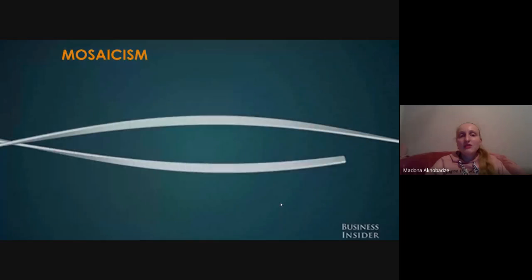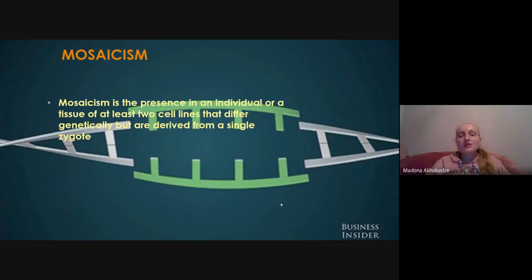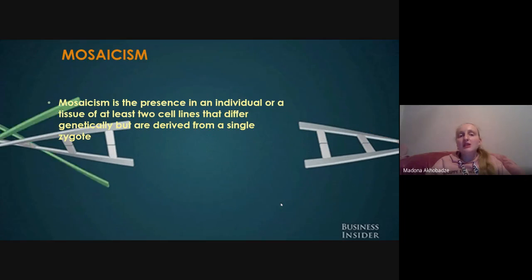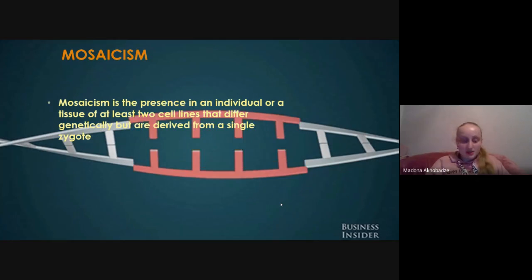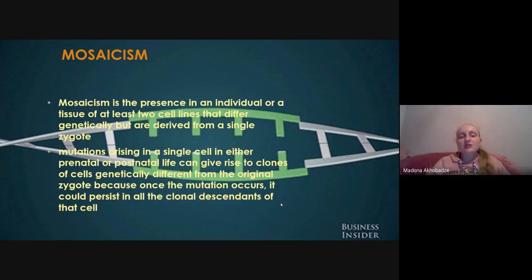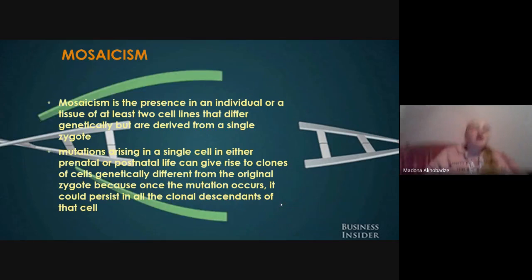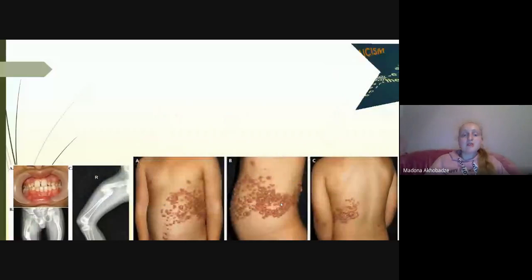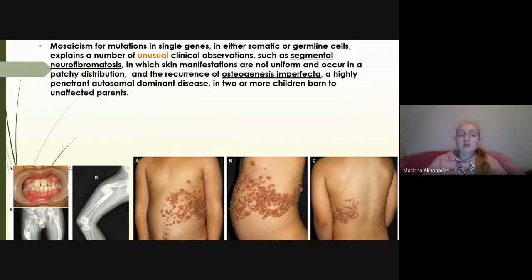Now let's talk about mosaicism. Mosaicism is the presence in an individual or a tissue of at least two cell lines that differ genetically but are derived from a single zygote. X inactivation could also be referred to as mosaicism. It's a natural mosaicism that occurs only in female individuals. Mosaicism in neurofibromatosis is called segmental neurofibromatosis.